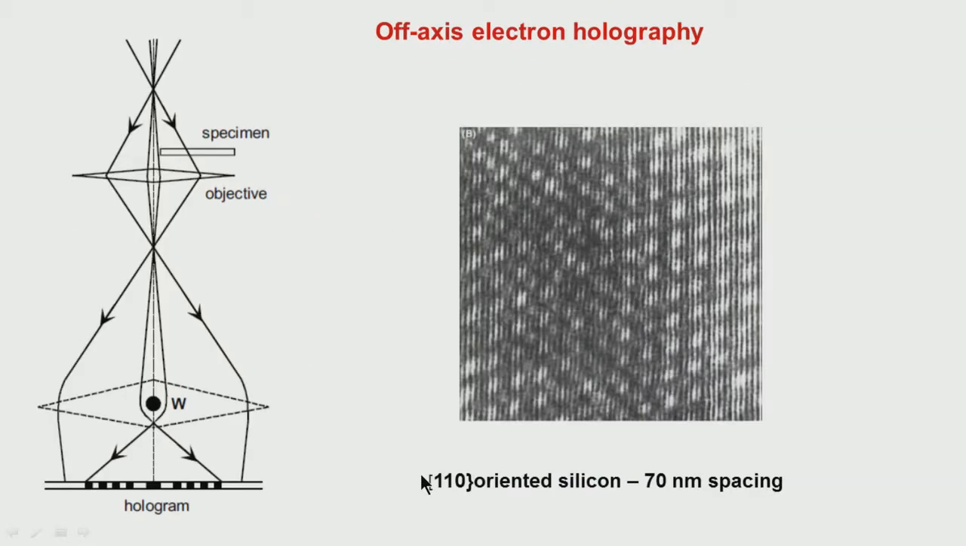So far we talked about inline holography. Off-axis holography is very similar to the Fresnel biprism which we explained in one of the earlier classes. Here, this is the specimen through which part of the electron beam passes, and this is the reference beam, and all the beam passes through.